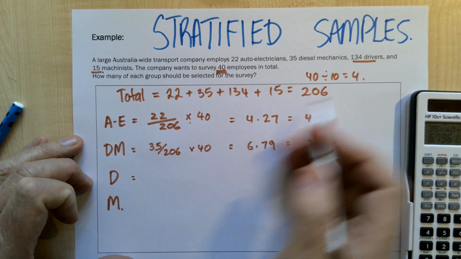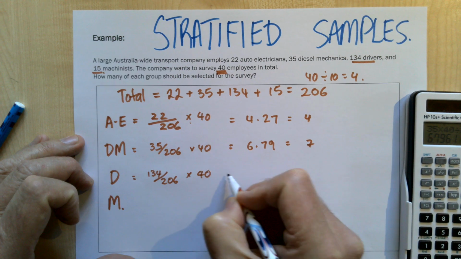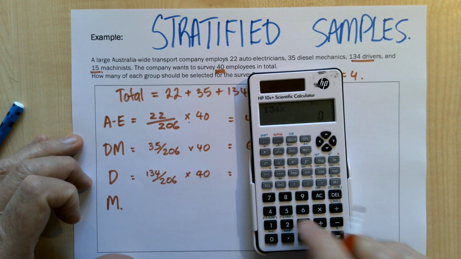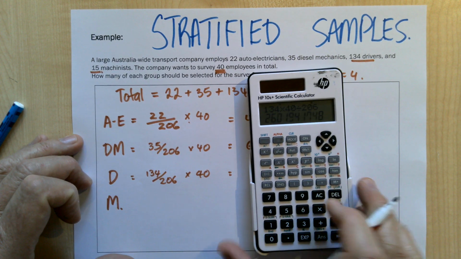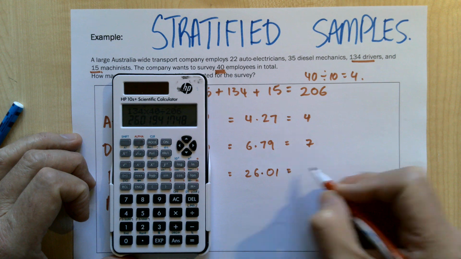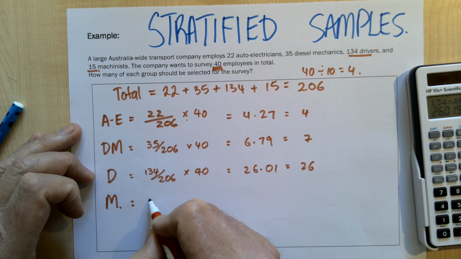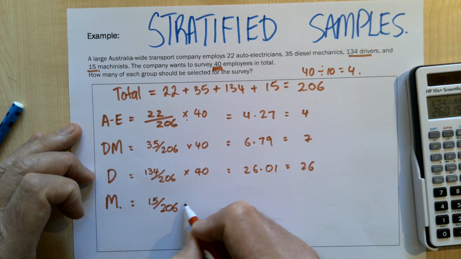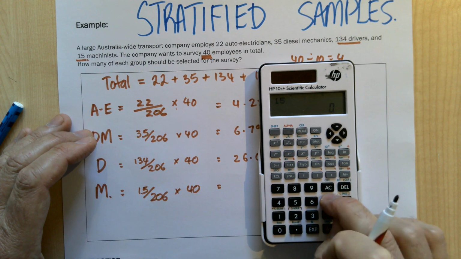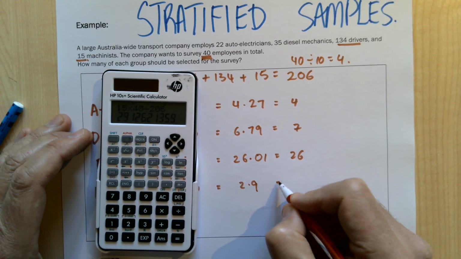Drivers are going to be the biggest group. There's 134 of them out of 206. All right, what have we got? So we've got 134 times 40 divided by 206. That's 26.01. Call that just 26. That's easy enough. And finally, the machinists, they're the smallest group, so I've got 15 over 206 times 40. 15 times 40 divided by 206 is 2.9, so call that 3.